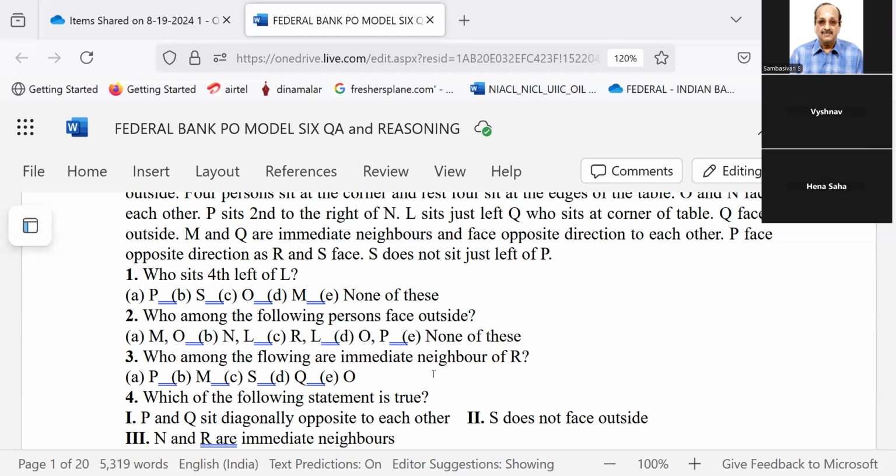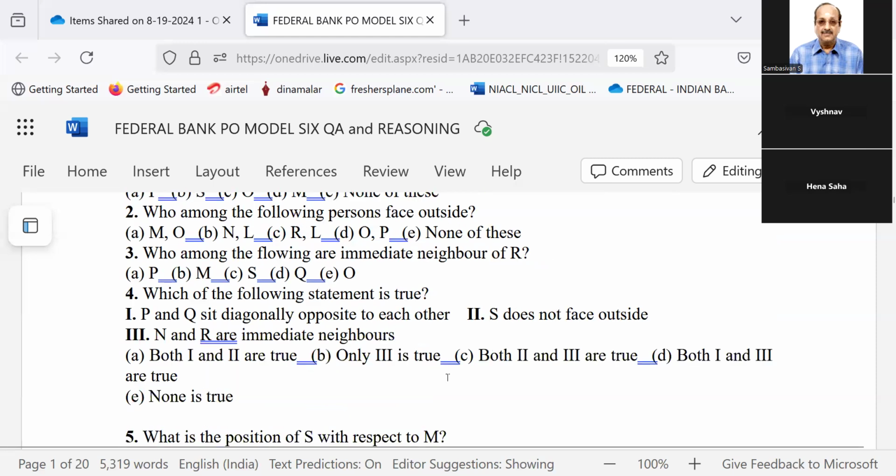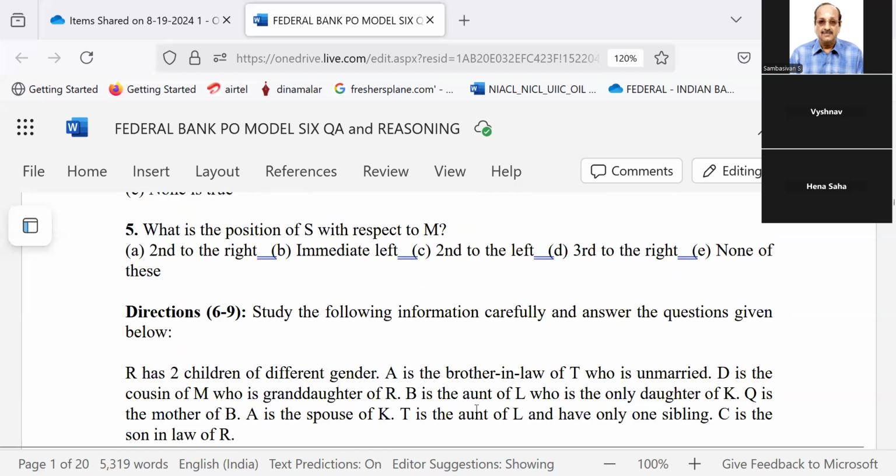Then number 4: Q and S are opposite each other, and are immediate neighbors. 1 and 3. That is option D. Okay. Number 5: with respect to M, second to the left. Option C. Correct. Good. Very good. Excellent.